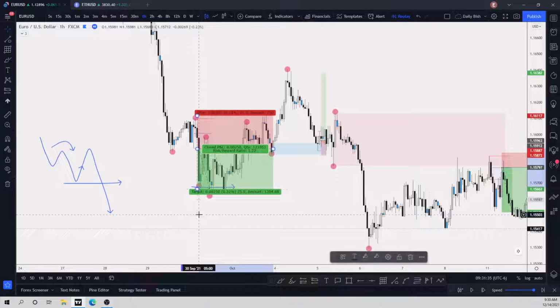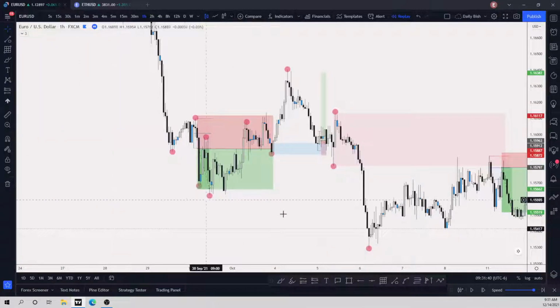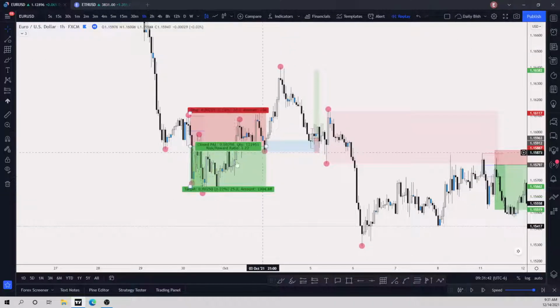So my next target would be here for 1%, which doesn't sound like a lot. And again, it's not that much, but when you do this enough times a month, and the fact that because you're trading the higher time frames, you don't have to trade just one pair.